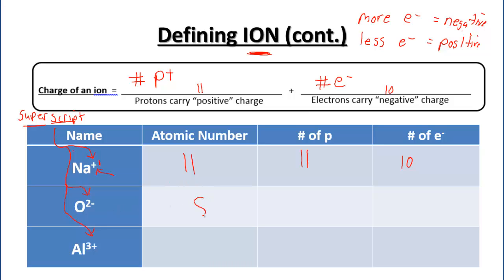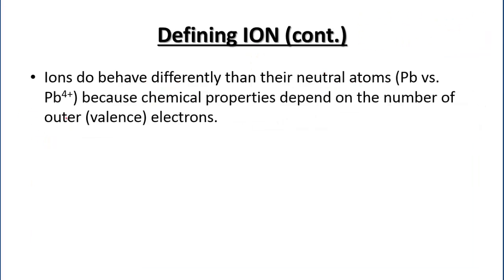Oxygen, element 8. So it has 8 protons. Notice it has a -2. That -2 there means we must have 2 more electrons than protons, 10 electrons total. And aluminum here, +3. Aluminum's element 13 on the periodic table, so 13 protons. Since it's a +3, it must have 3 less electrons, so we have 10 electrons total to get us that charge of the ion. So the electrons are the only thing that can change. You can't change the number of protons here.